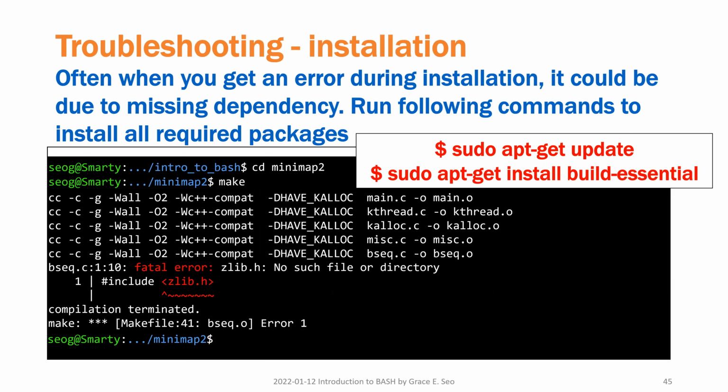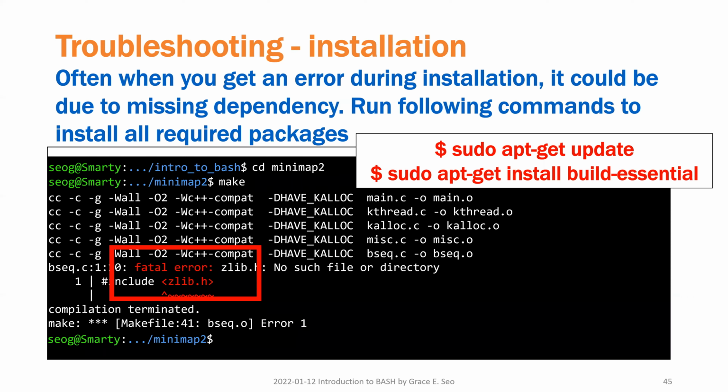So when your program installation fails, you might see an error message like this one here. Usually this happens because you're missing a dependency. One way to fix this is to keep up to date with all repositories and dependencies in your shell environment. Remember to run these 2 commands before you install any programs, and you shouldn't have much problem.